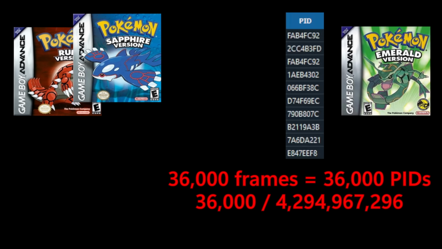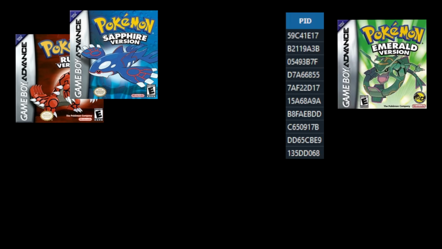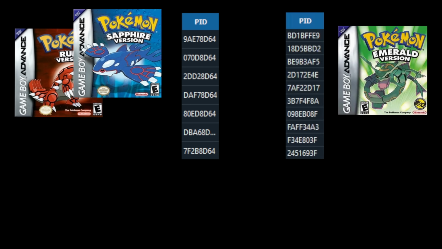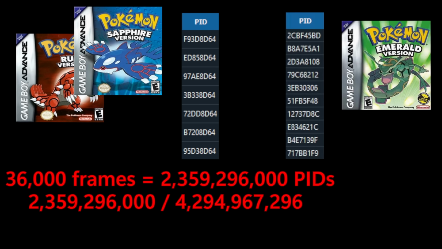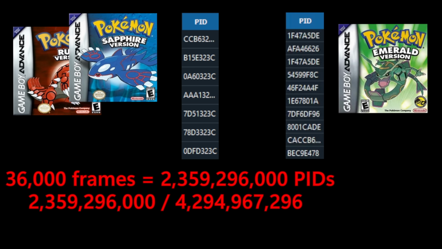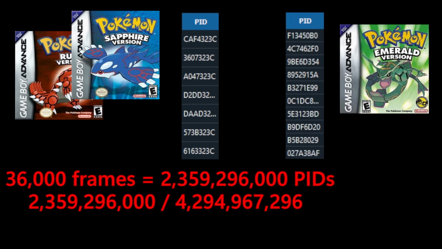Now compare that to Ruby and Sapphire's two-part system. Instead of only 36,000, there are potentially over 1 billion options in the same 10-minute window. Clearly, this is the way to go if I want the best chance at finding the right Spinda.